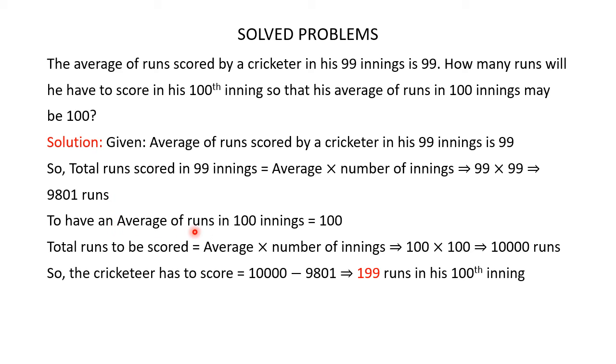Now to have an average of runs in 100 innings as 100, the total runs to be scored is equal to average multiplied by number of innings, which is 100 multiplied by 100, that is 10,000 runs. So the cricketer has to score 10,000 runs in 100 innings to have an average of 100. But we know that he has already scored 9,801 runs in 99 innings. So he has to score 10,000 minus 9,801, that is 199 runs in his 100th inning, so that his average of runs in 100 innings may be 100.